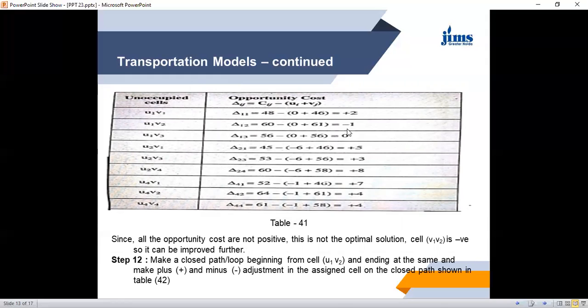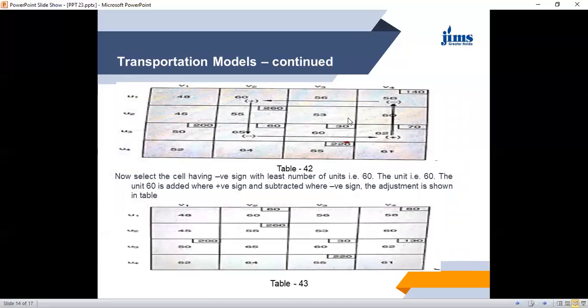So we again draw a closed loop from U1, V2. So this is U1, V2. From here we start, this will be positive. Then we go here, negative. This will be positive, this will be negative. So what is the minimum quantity in negative value? This is 60, this is 70, this is 140. So this 60 will be reduced. So 60 will be added to the positive cells and reduced from every negative cell.